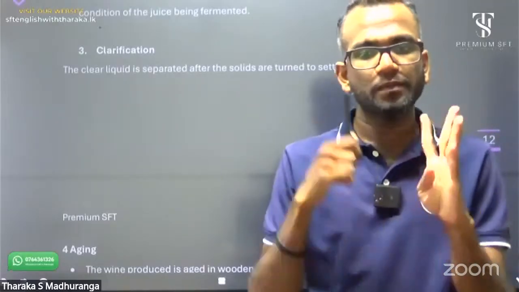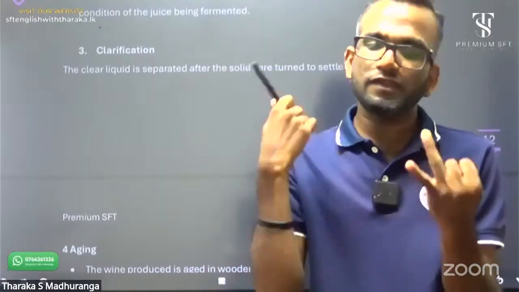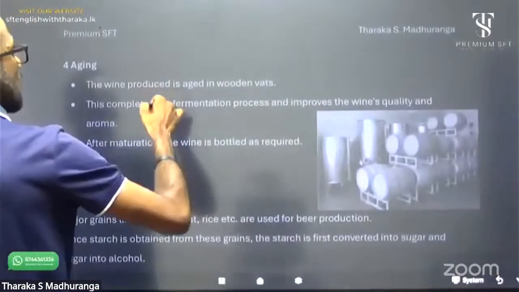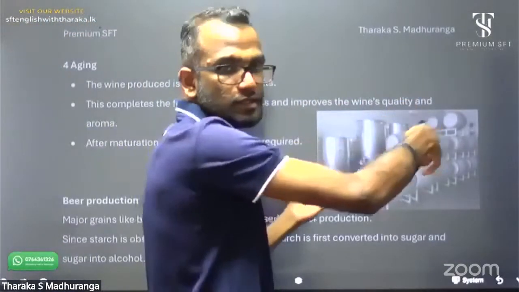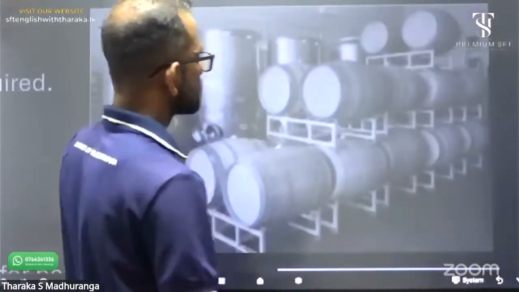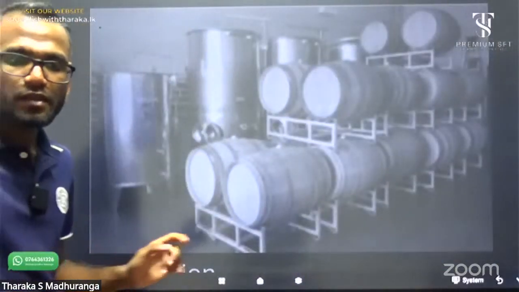So what are the steps? Preparation of pulp, pasteurization, fermentation takes place, clarification means filtering. After that, we have to fill into this type of barrels. Have you seen these wine barrels? Where have you seen them? These wine barrels?